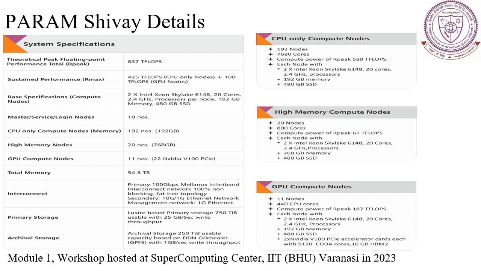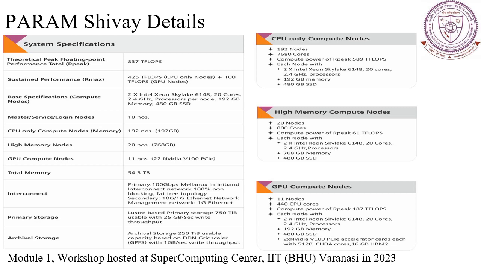So the basic specification of the compute node, which you see here in this diagram, is that we have two Intel Skylake processors, and each processor has 20 cores, with a clock speed of 2.4 gigahertz. There is 192 GB of memory in each node, which has a 480 GB SSD in it. In addition to the master, service and login nodes, we have a total of 10 nodes, of which 4 nodes are login nodes.